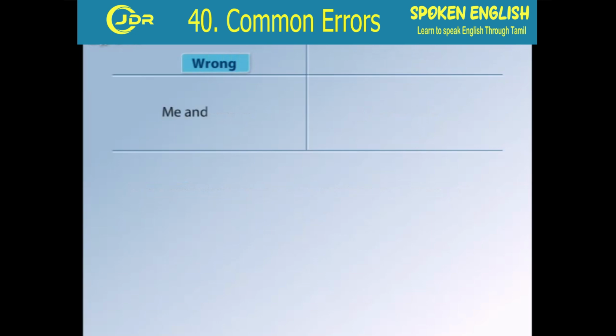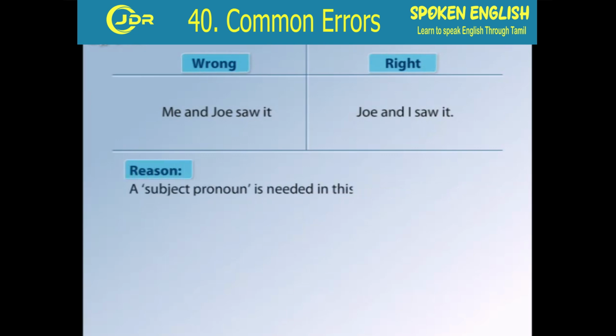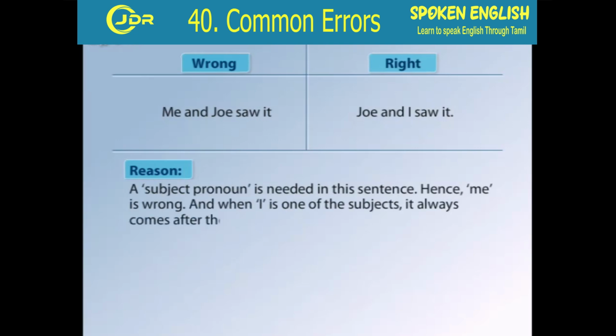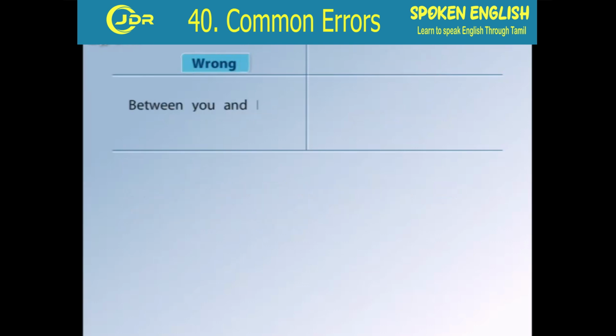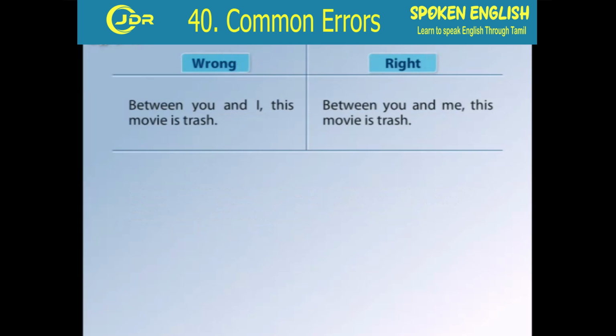Wrong: me and Joe saw it. Right: Joe and I saw it. Reason: a subject pronoun is needed in the sentence, hence me is wrong, and when I is one of the subjects, it always comes after the other subject. Wrong: between you and I, this movie is trash. Right: between you and me, this movie is trash. Reason: between you and me is the phrase.